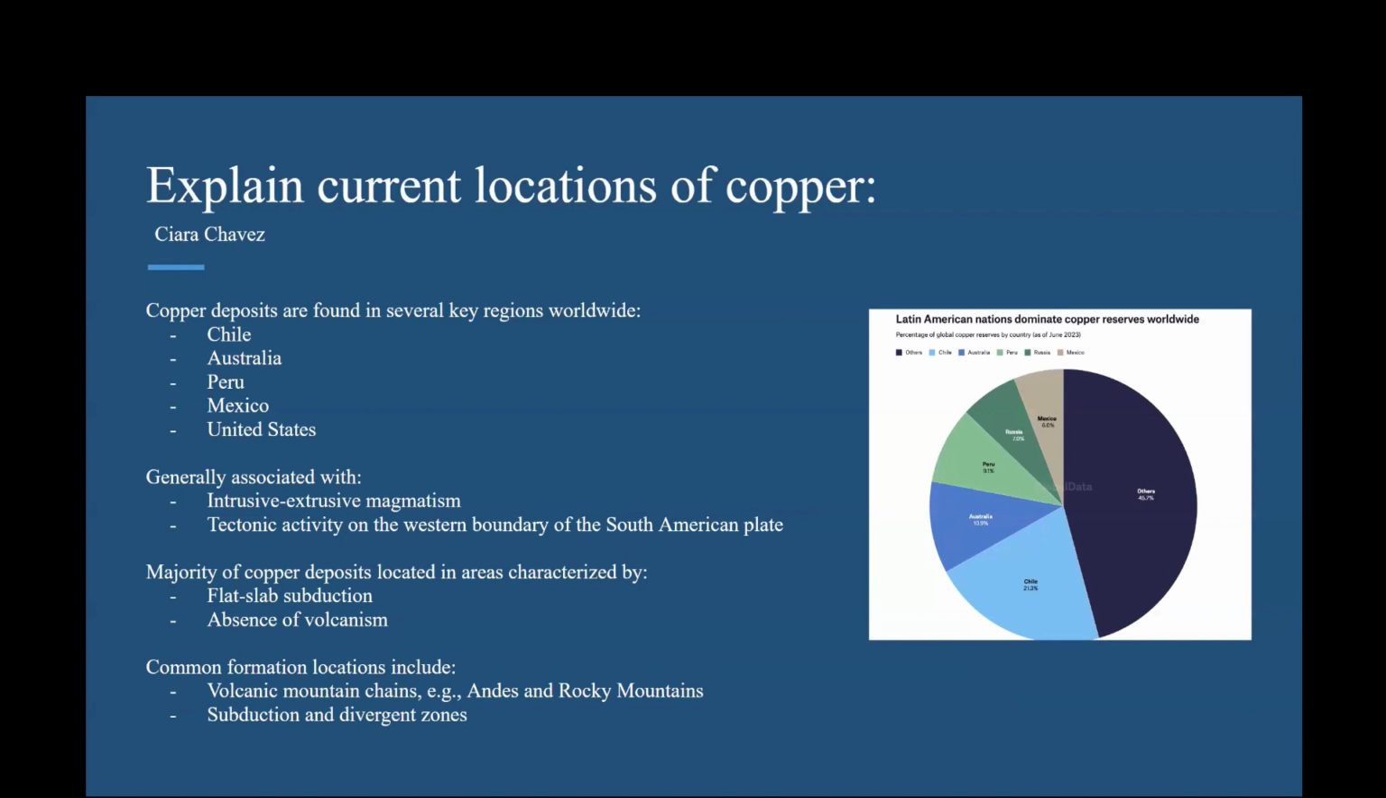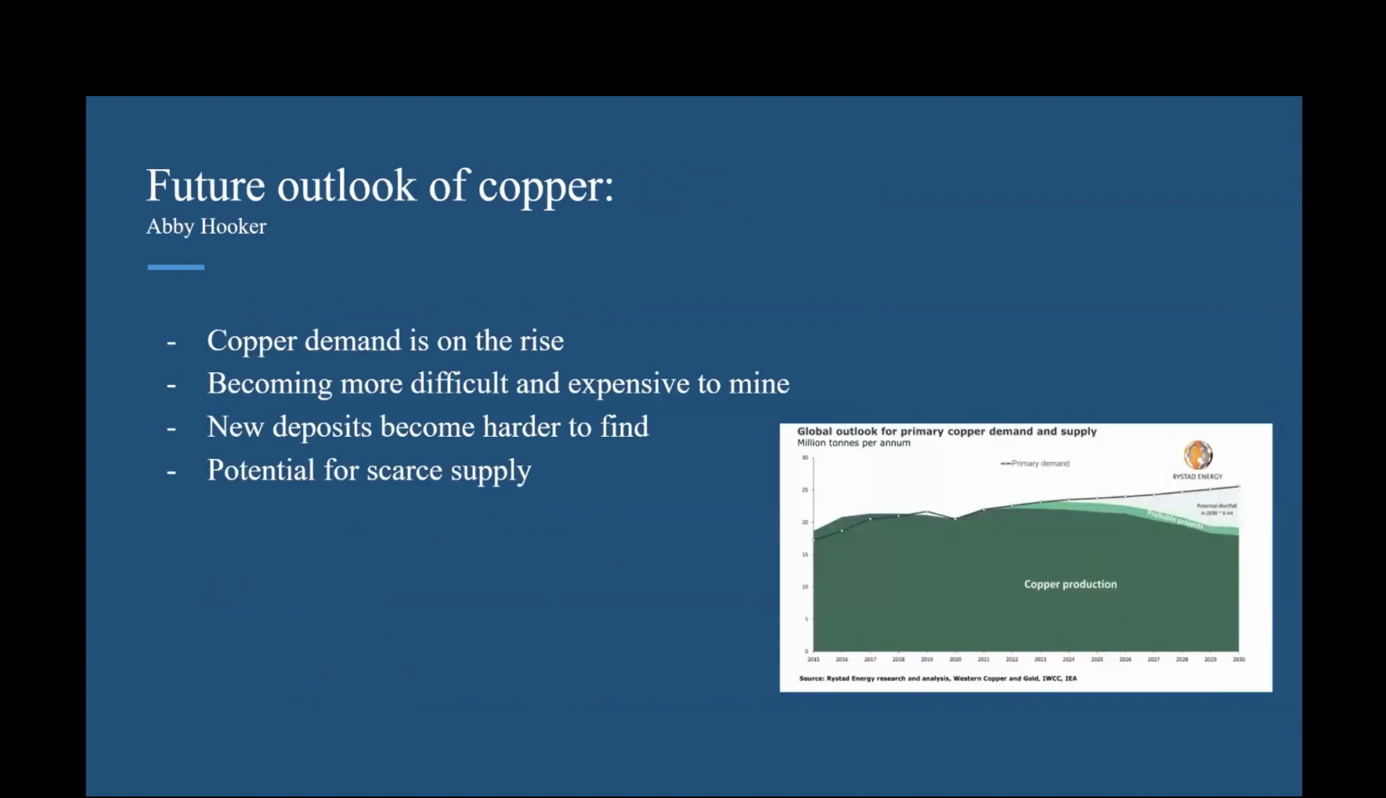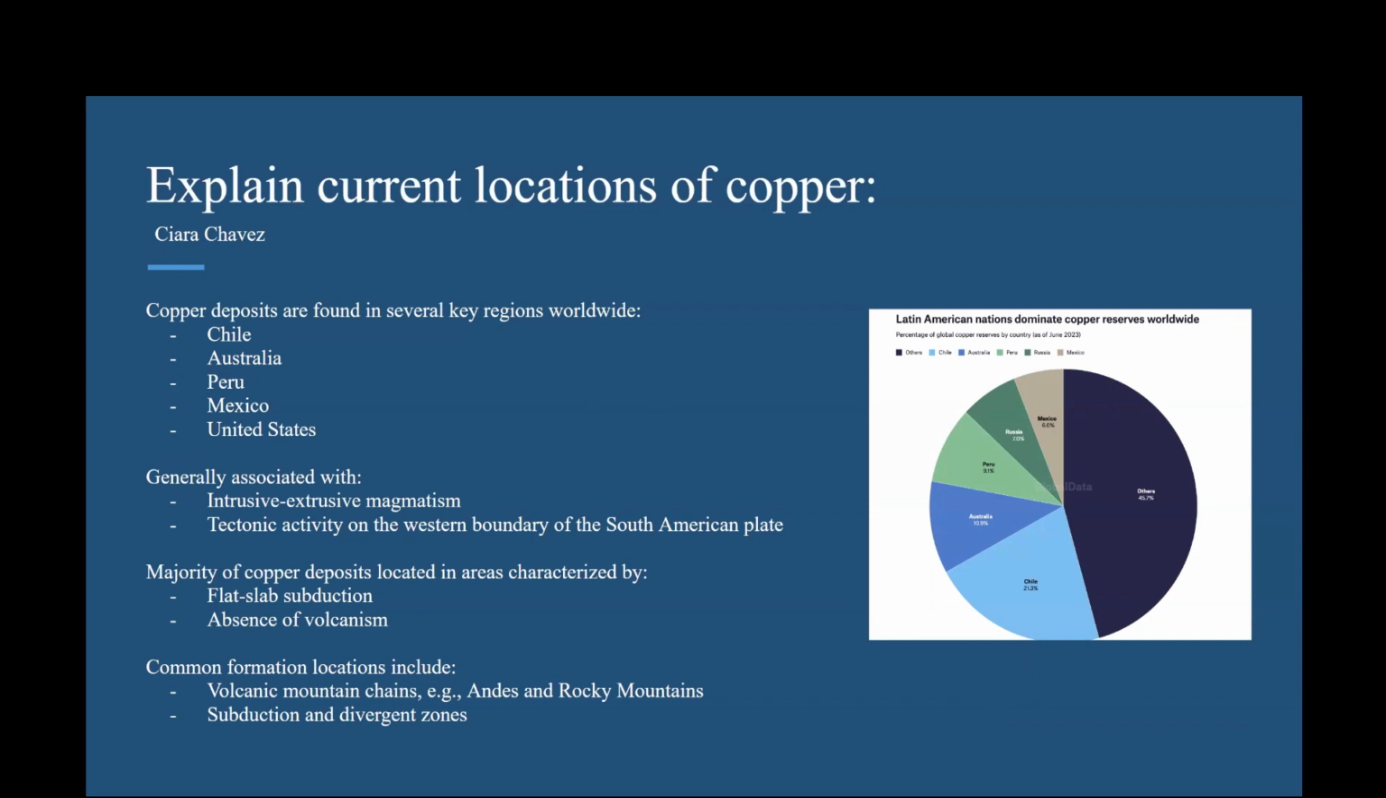Copper is generally associated with intrusive and extrusive magmatism and tectonic activity on the western boundary of the South American plate. The areas of flat slab subduction and absence of volcanism are where the majority of the copper deposits are located. Copper is also commonly formed along volcanic mountain chains, such as the Andes and Rocky Mountains, and commonly found in subduction and divergent zones. Copper comes from hot fluids, mostly composed of water, released by cooling magmas, which explains why copper is usually found in these areas.